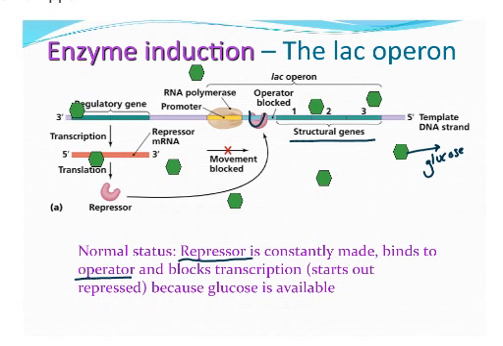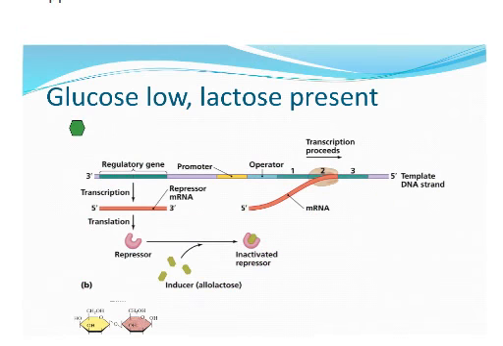I want you to acknowledge these glucose molecules throughout the entire environment. This is happening because glucose is available. That's why the repressor is constantly made. That's why the repressor is bound to the operator. And again, what happens is transcription is blocked. The system of the lac operon starts off in a repressed state.